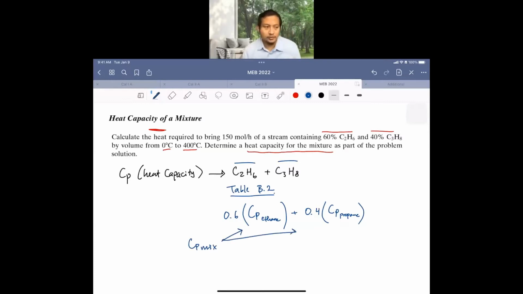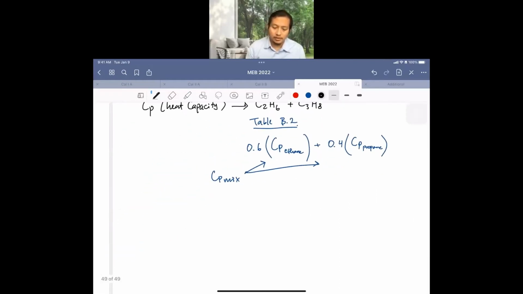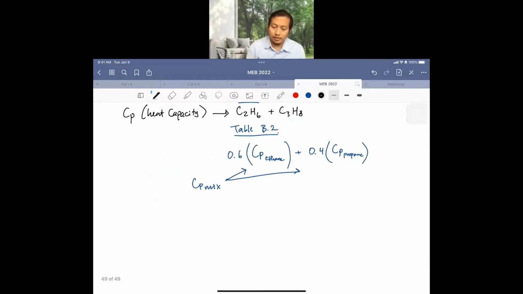Okay, your CP mixture. And then from those calculations, after you add these two components, because basically remember the CP mixture is the sum, right? The sum of the fractions and the CP of the components, right? So basically you need to just add these two because we know the percentage, and then later on we could check the enthalpy from 0 to 400, and then you just integrate the CP mixture.